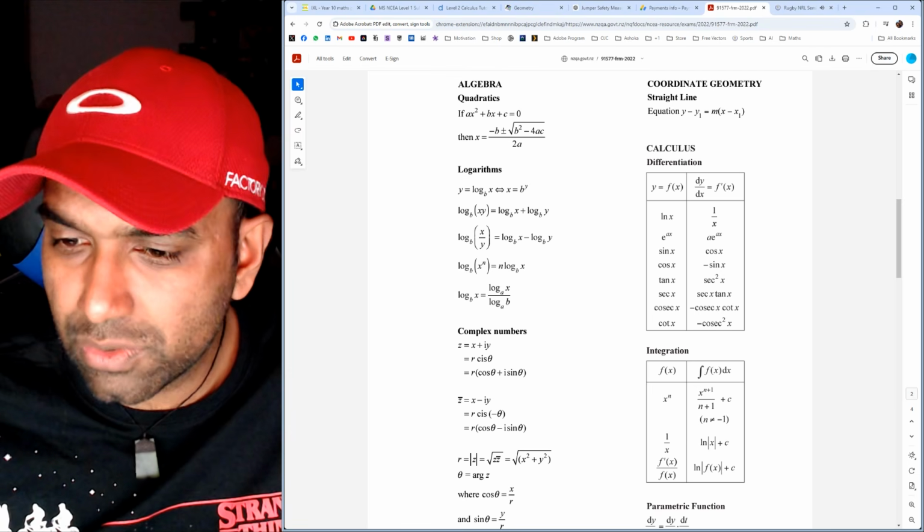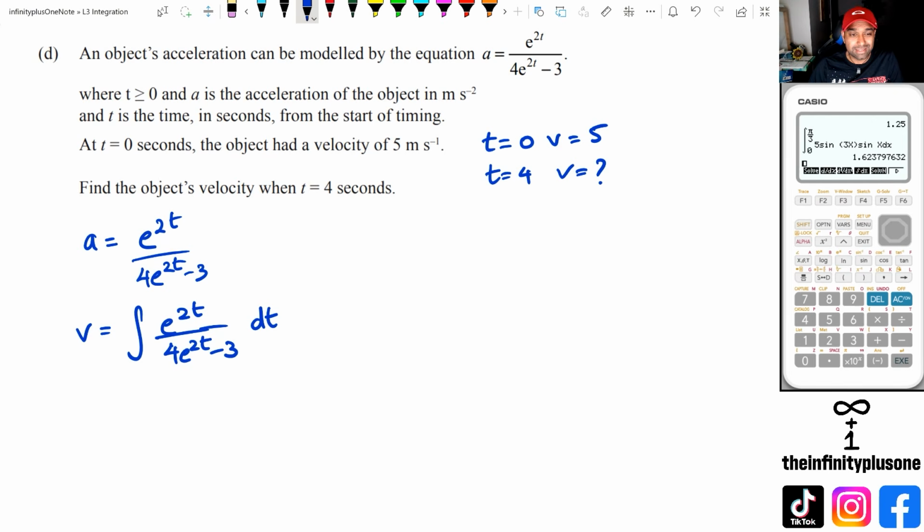Now, when it comes to our question here, I can see e to the power of 2t at the top. I can also see e to the power of 2t in the denominator. So I know I can do this, but we can always do substitution if you do get stuck with this. So I'm going to go u equals 4e^(2t) minus 3. Then du over dt would then equal 8e^(2t).